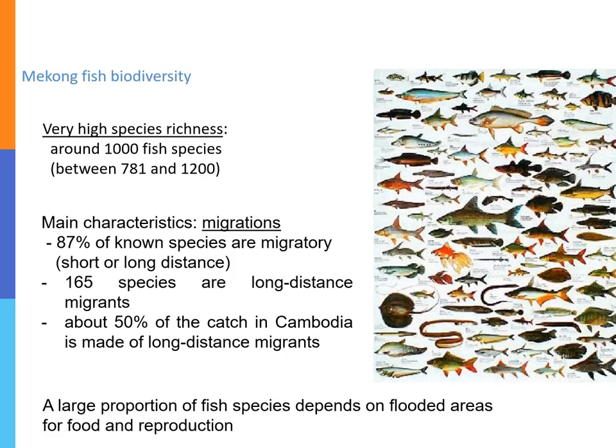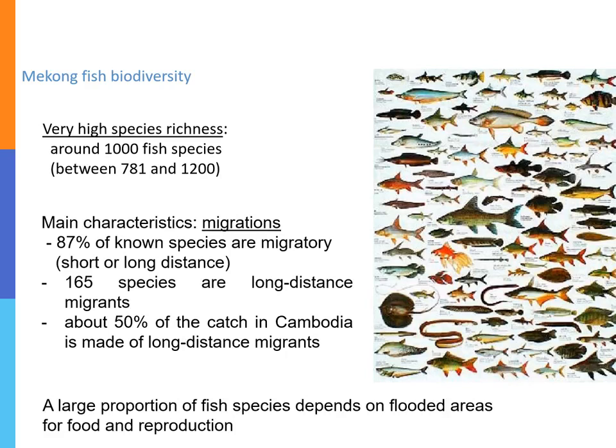87% of the species are migratory, either over long distances or local migrations, but they don't spend all their time in the same habitat. And at least 165 species are long-distance migrants over several hundred kilometers. In Cambodia, more than half of the catch is made of long-distance migrants.